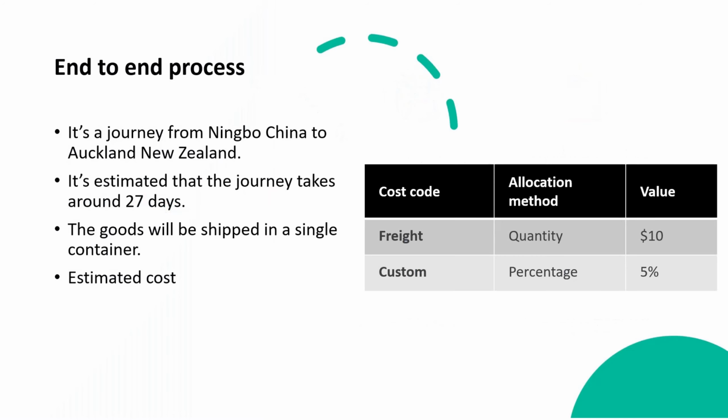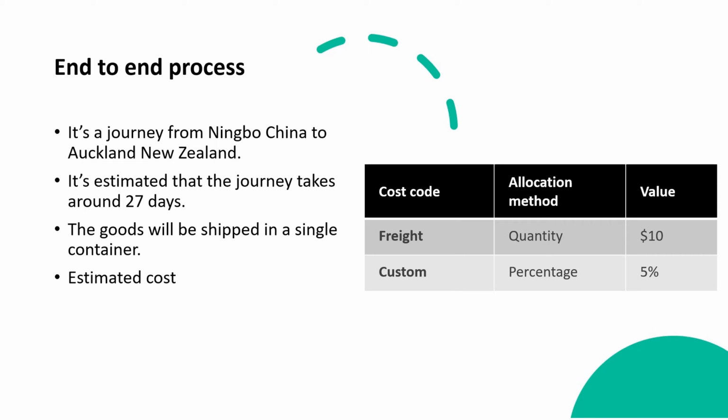Now let's move to an end-to-end scenario and see how this can be managed by the landed cost module. I have prepared a simple scenario. It's a journey from Ningbo, China to Auckland, New Zealand port. It's estimated that the journey will take around 27 days. The goods will be shipped in a single container and in a single voyage. I have a simple estimated cost.